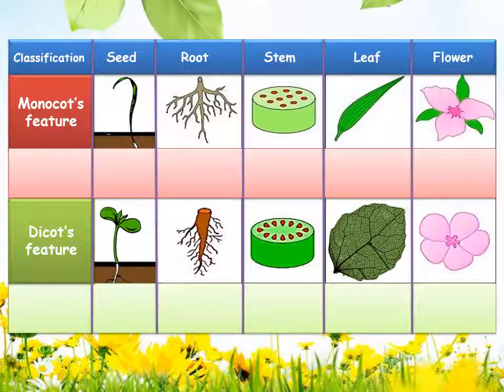So we have the classifications. The two classifications. First is monocot's feature. Second one is dicot's feature. And we will look at how they are different with the seed, root, stem, leaf, and flower. Now let's start talking about the seed. In the monocot's feature, the seed is single cotyledon. It means to say that it's one seed leaf. While the dicot's feature is double cotyledon. It means to say that it is two seed leaves.